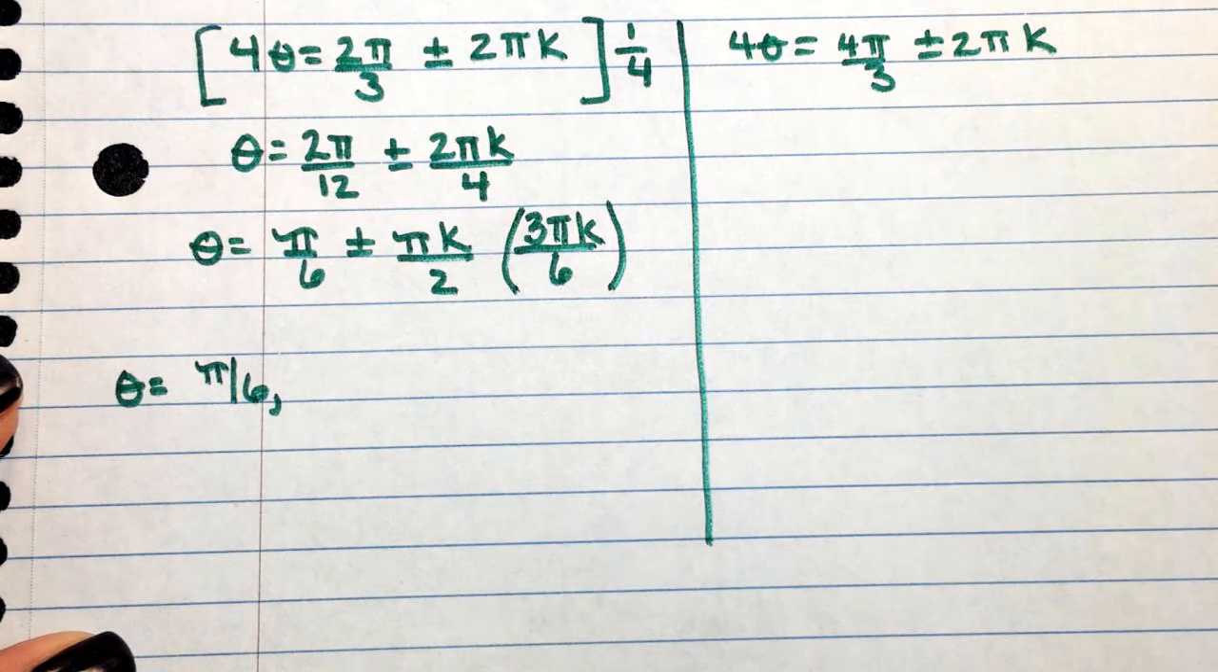Where am I going to be able to stop? When will I get to angles greater than 2 pi? 12 pi over 6. So always know when you can stop. I always like to know where my stopping point is going to be.